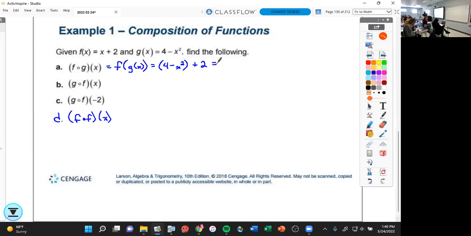So writing it in normal form with decreasing powers, what's our final answer going to be? Negative x squared plus 6. And that's it. That's all there is to that. I took the g function and I plugged it into the f function. That's the answer. Okay.